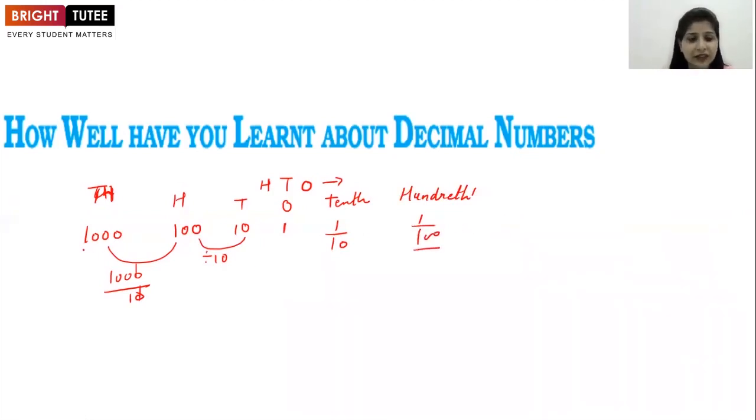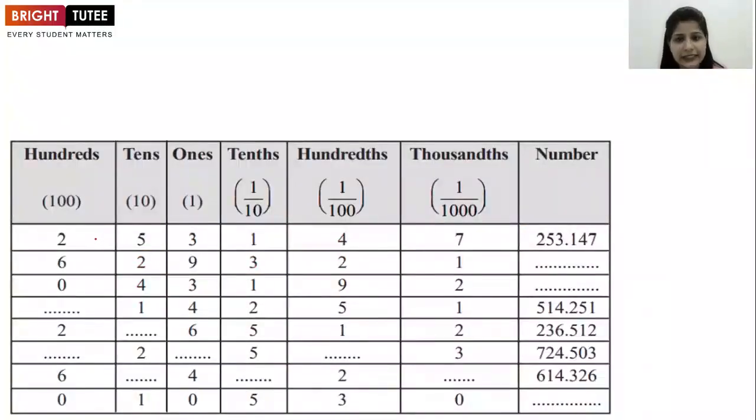So what do we do? We write the digits as they are, and after the ones place, we put a decimal point and then write the remaining digits, right? So how do we do it? Just see in this table, we will learn. We have hundreds place, tens place, ones place, then tenths, hundredths, thousandths, and we have to write the number here. Hundreds place we have 2, tens place 5, ones place 3, so it is 253.